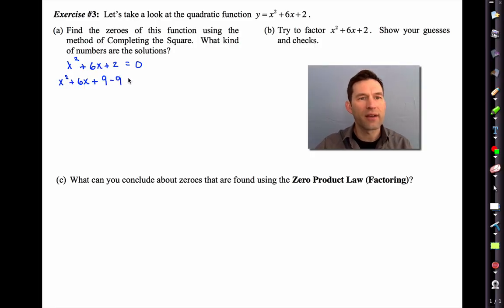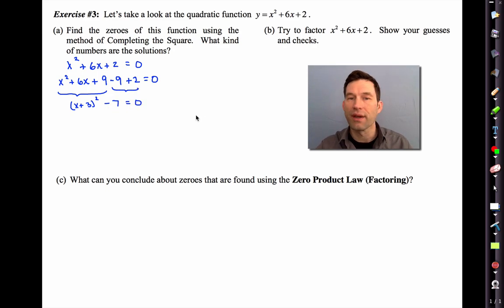Immediately, I'm going to subtract a 9 as well. That means overall, I'm adding 0, right? We can always add a whole lot of nothing. I can now factor this as x plus 3, quantity squared. I can now combine these terms as negative 7. All right, let me pause there for a second. Just make sure you're up to speed.